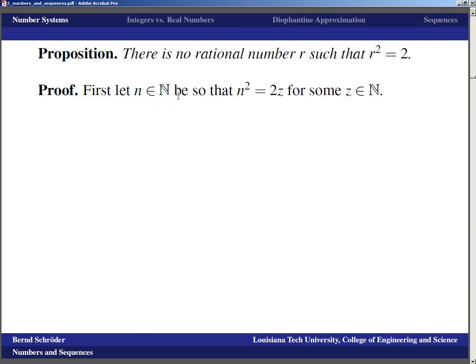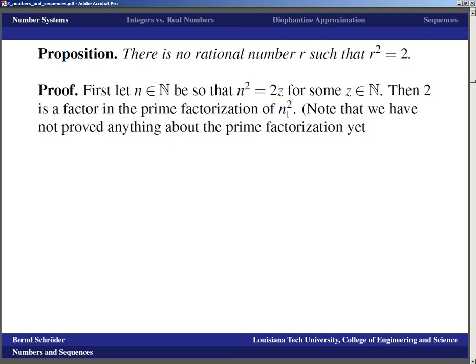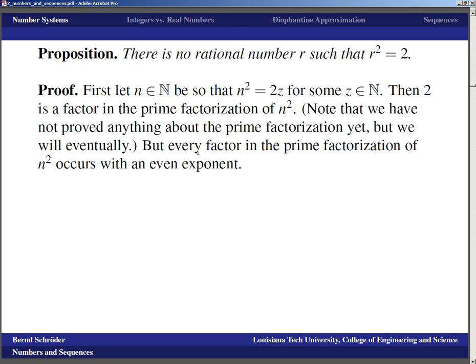Basically, we could have split this off as a lemma. But we're first going to talk about numbers whose square is even. Well, that means that 2 is a factor in the prime factorization of n squared, right? We haven't really proved anything about prime factorization yet, but we will eventually, and for right now we just assume that there is a prime factorization and we know a few things about it.